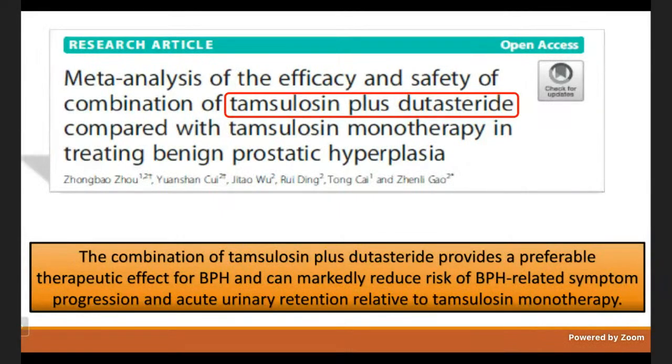This is a meta-analysis which shows that the combination of tamsulosin plus dutasteride provides a good therapeutic effect. It reduces BPH-related progression, and the chance of acute urine retention is also decreased whenever you use combination therapy as compared to monotherapy with tamsulosin alone.